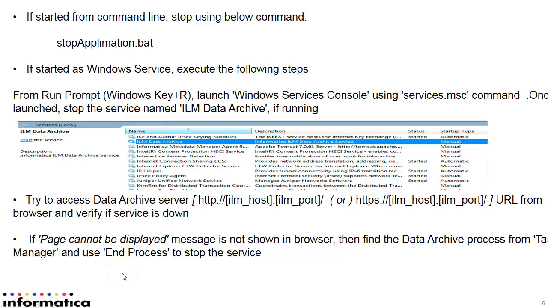To verify if the data archive services have been stopped successfully, you can go to the browser and try to access the web UI by using HTTP host and port. It will display the page cannot be displayed message if the services have been stopped. So this is all about stopping the service in Windows machine.